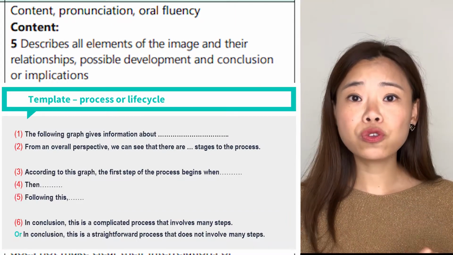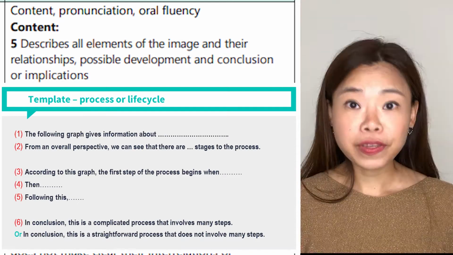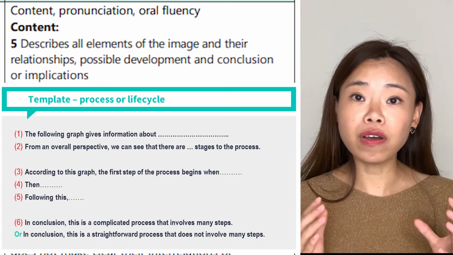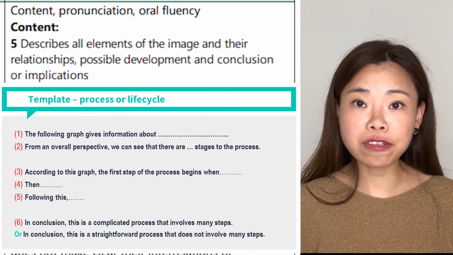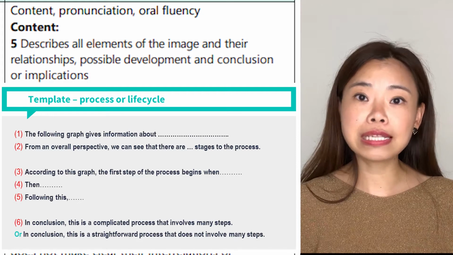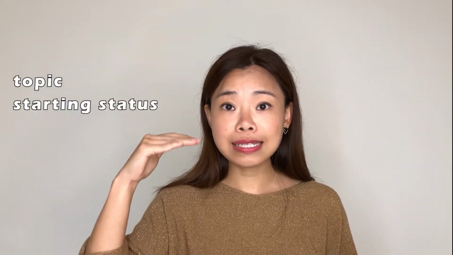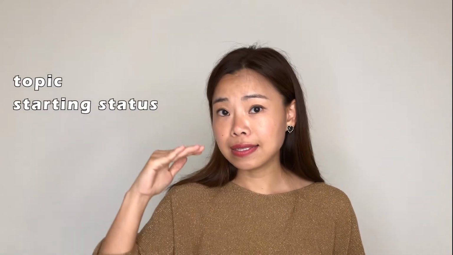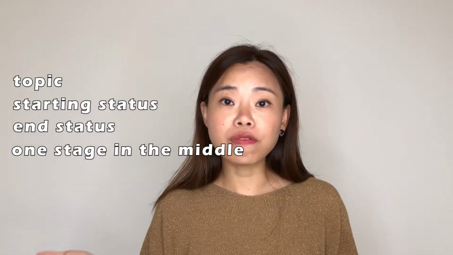Now, sometimes you do get a pretty complicated process with a lot of unfamiliar words. Don't panic, this is not a test of your understanding of the process, it is a test of your English and speaking skill. So just follow this template and pick the words that you can pronounce confidently. With this understanding in mind, during the 25 seconds of preparation time, make sure you identify the topic, the starting status of the process, the end status of the process, and one other stage in the middle of the process.